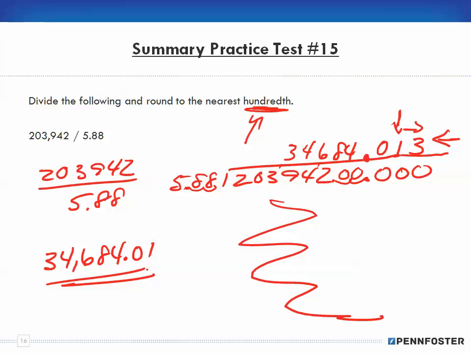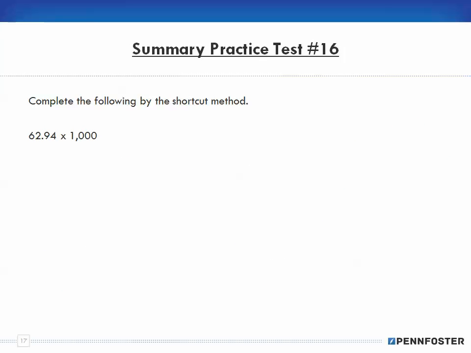So again, as we go throughout the rest of the book, I have a tendency not to do the long math, because then it would just take forever to get videos done, and it's more important to understand the concepts. Doing the math by hand, you should be able to do math by hand at this point. Okay, so 16. It says complete the following by the shortcut method.